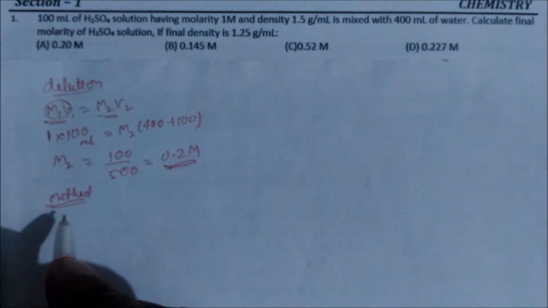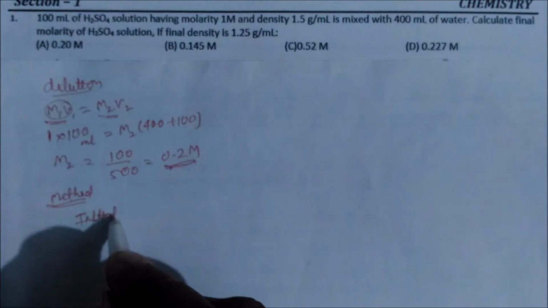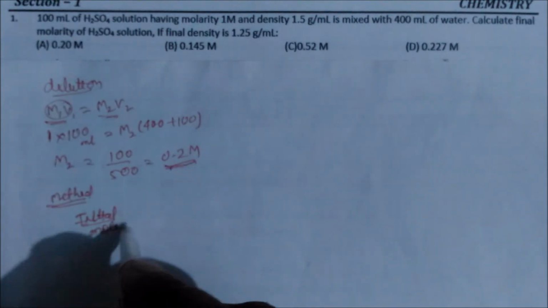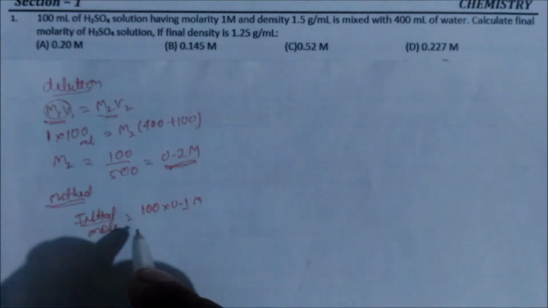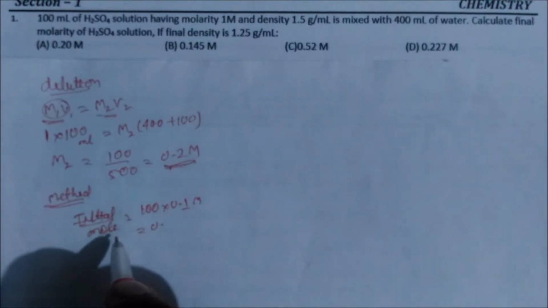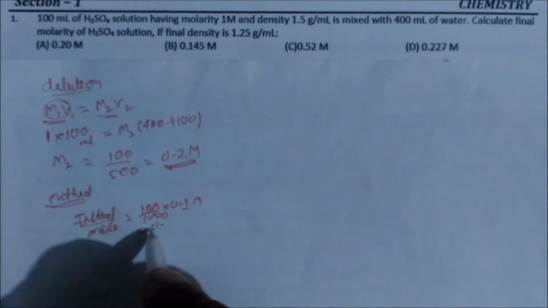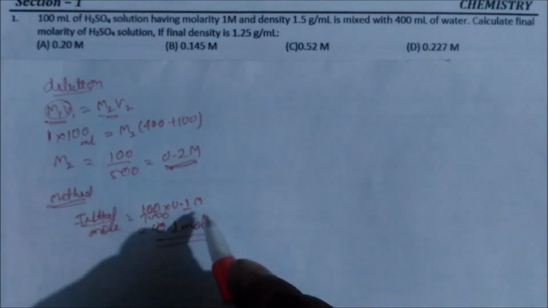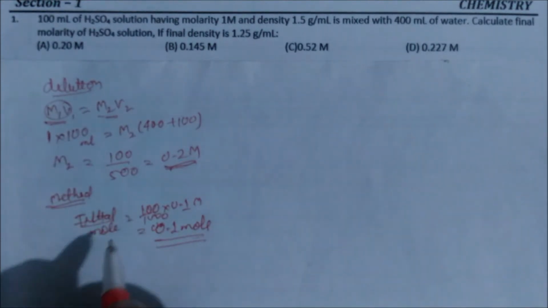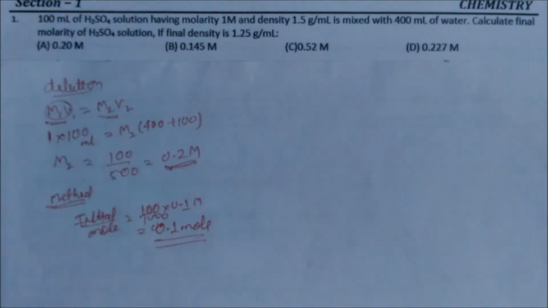In the first case, what are the initial moles in 100 ml? Initial moles will be nothing but 100 into 1 molarity, divided by 1000. You will get 0.1 mole. So this was the initial moles: 0.1 mole of H2SO4 dissolved in the solution.